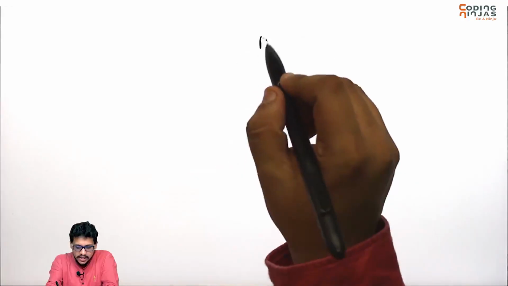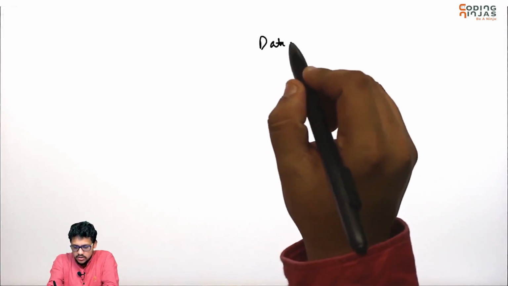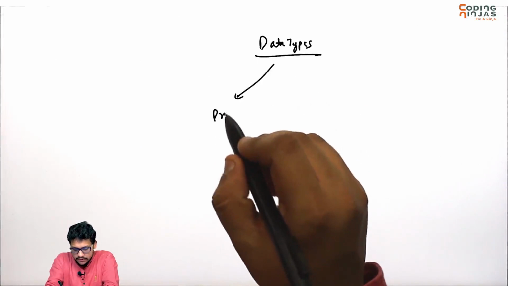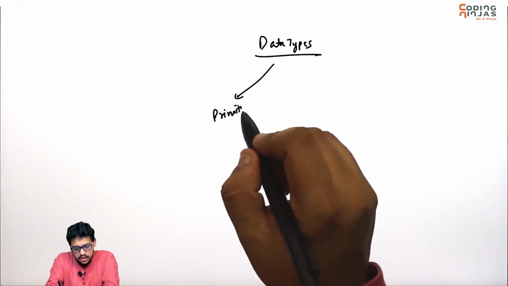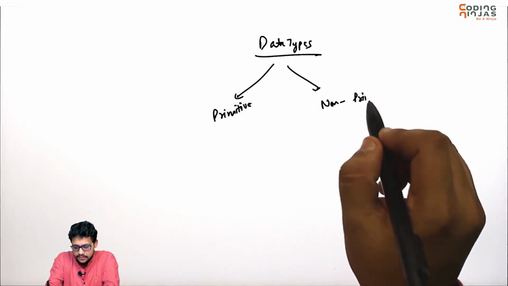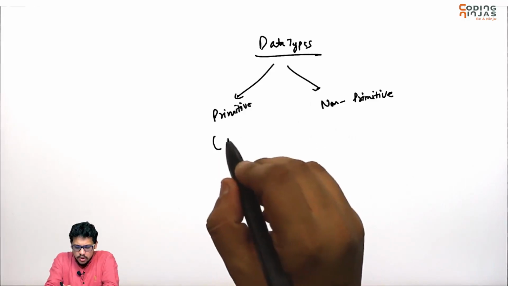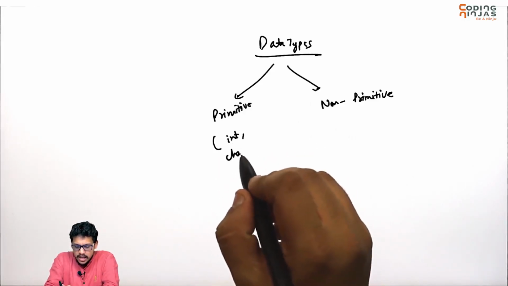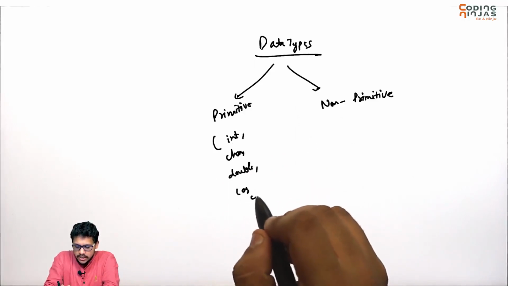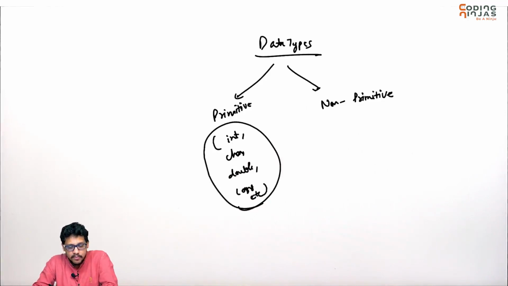Okay, so data types are actually of 2 types. One is primitive, which we have already seen a lot, and another is non-primitive. Primitives are the most common data types, that is int, char, double, long, etc. So these all are primitive data types, right?